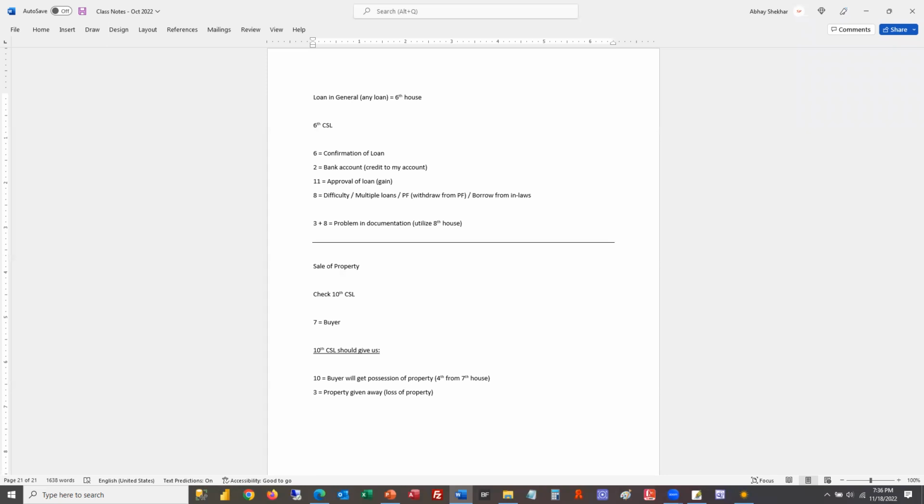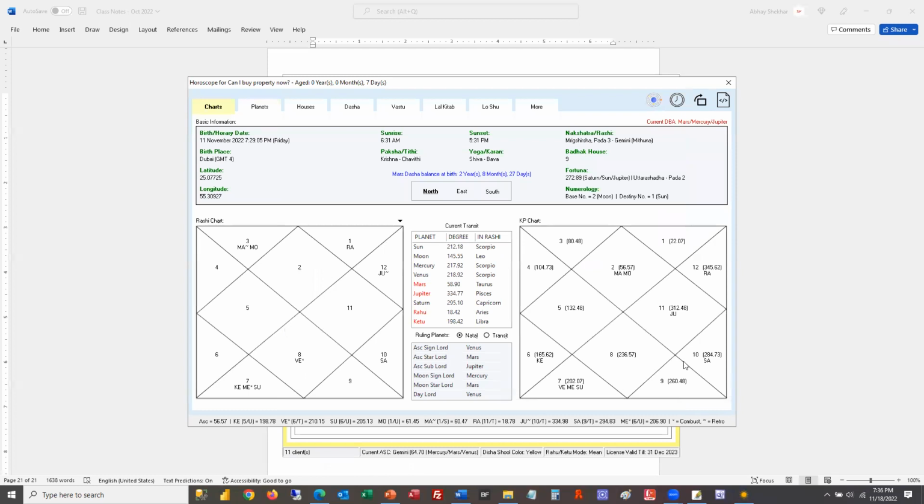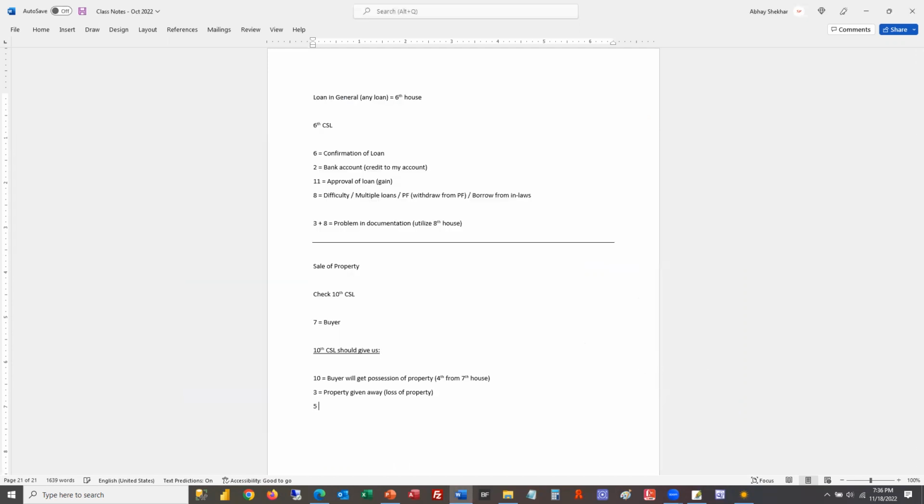Now the other guy got it, you sold it, but the other guy will also gain, right? He got something. I think it is gain. 11th house, his gain. 11th house from where? 11th house from the 7th house. Correct. So it is the 5th house. So you'll see 5. So this is the buyer's gain, meaning 11th from 7th.